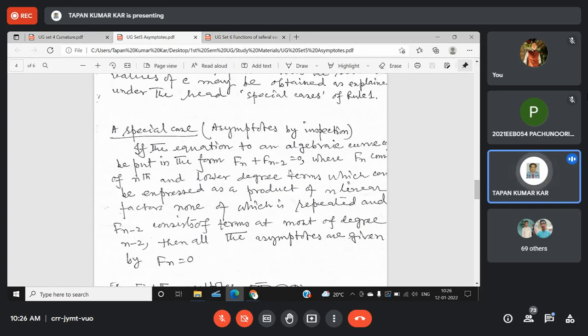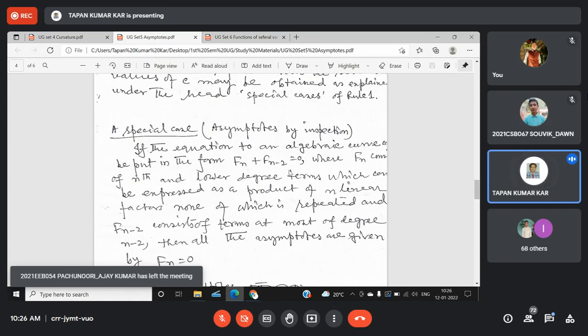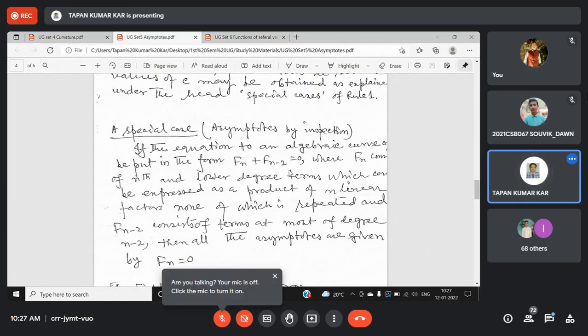Fn plus fn minus 2. Fn contains the highest degree term together with some lower degree terms also, but that expression can be expressed as a product of n linear factors, and none of which are repeated. And fn minus 2 consists of terms at most of degree n minus 2, then all the asymptotes are given by fn equal to 0. Okay, come to an example.